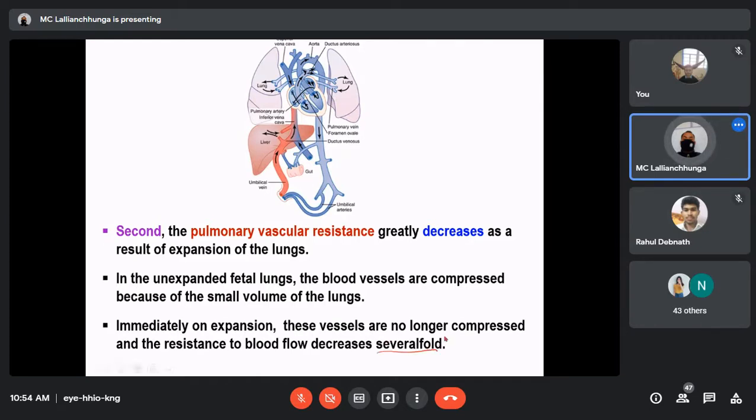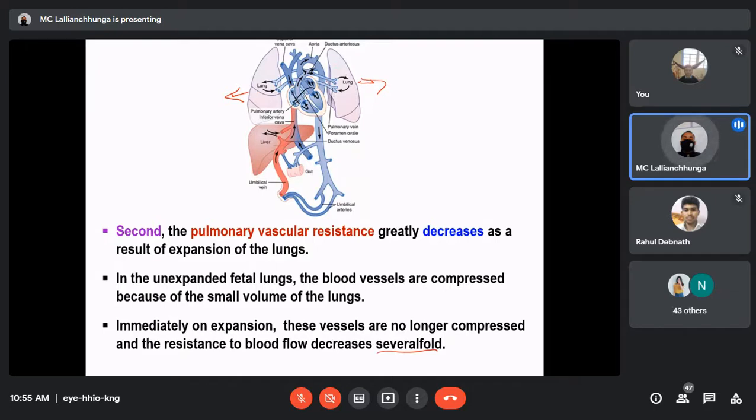So when a person or an animal is born, immediately the newborn will do respiration. When the first respiration takes place, the lung will expand. Lung is just like a balloon. The lung will expand, so the pressure inside the lung is decreasing, so that the blood which is coming through the pulmonary artery can also pass through several blood vessels which were compressed during fetal life.